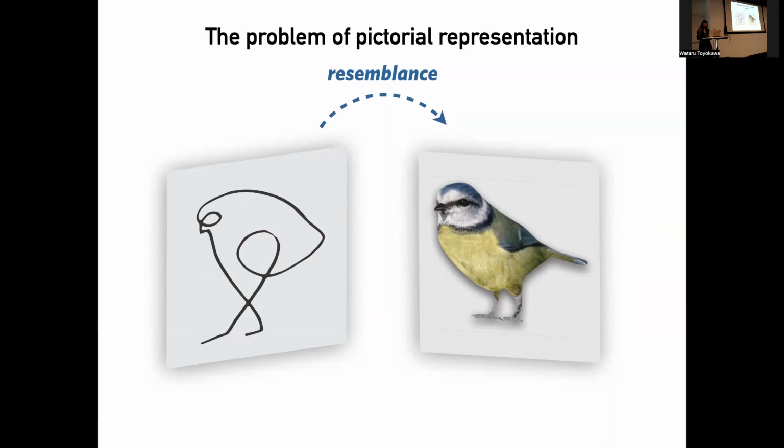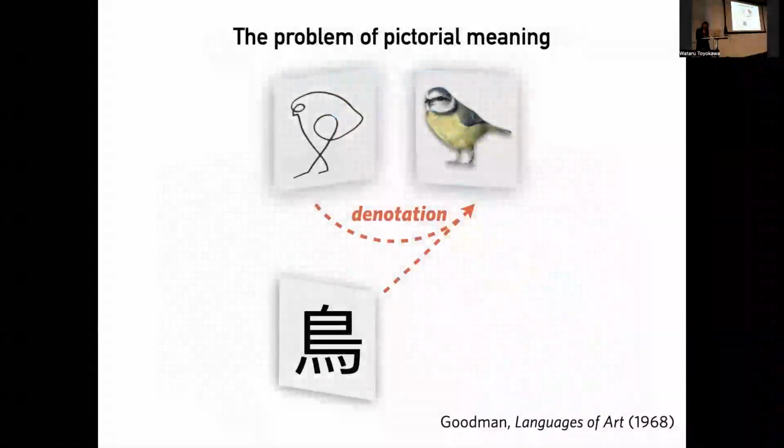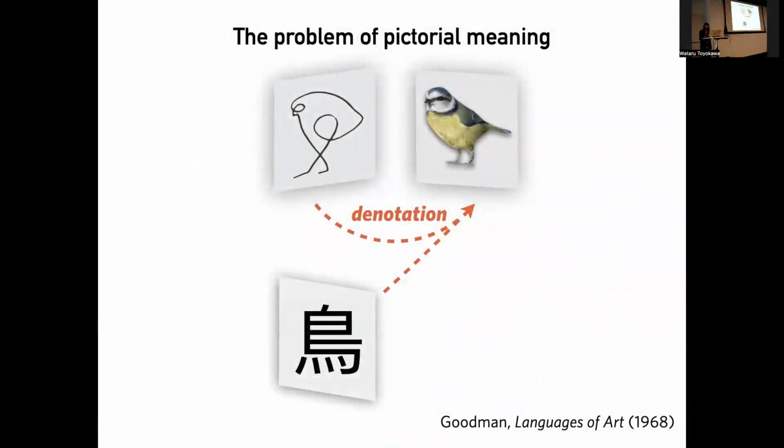Now, there have been basically two dominant ways of thinking about this problem of pictorial meaning. The first is that we see drawings as meaningful and representing things because drawings simply resemble objects in the world. In other words, the drawing literally looks like the bird. The second is that drawings denote objects as a matter of convention, and we only really learn what drawings go with what objects from other people. So take this Chinese character, for example.